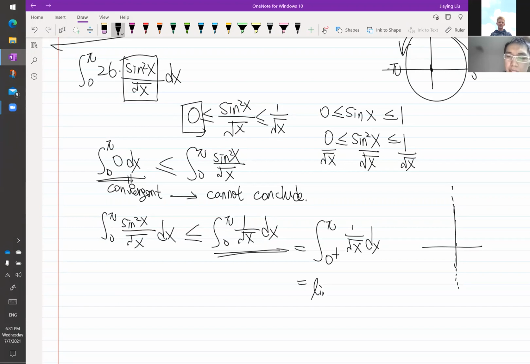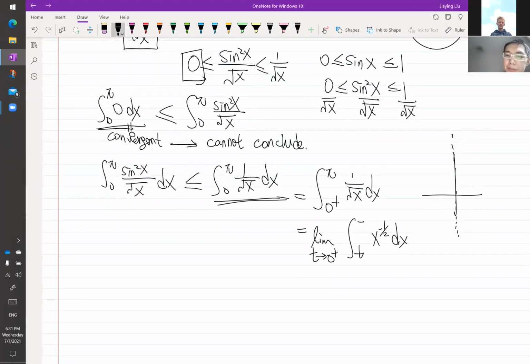Then you can write it as the limit as t goes to 0 positive of the integral from t to pi of 1 over square root of x dx. You can write that as x to the negative 1/2, which is 1 over square root of x. Then we evaluate that integral and take the limit as t goes to 0 positive. The antiderivative is x to the 1/2 divided by 1/2, so 1 over 1/2 is 2, evaluated from t to pi.